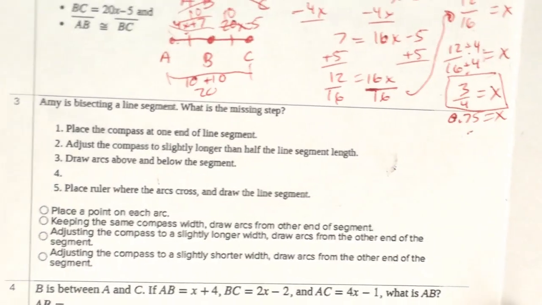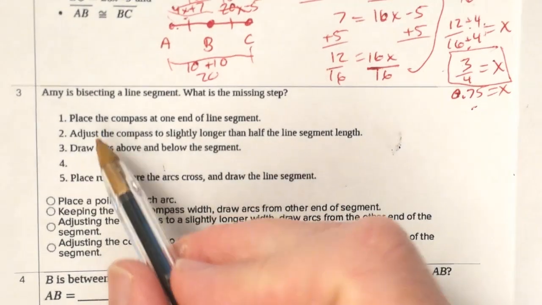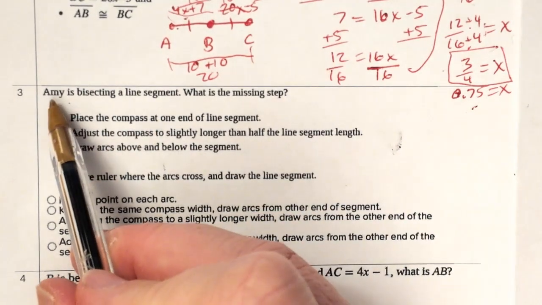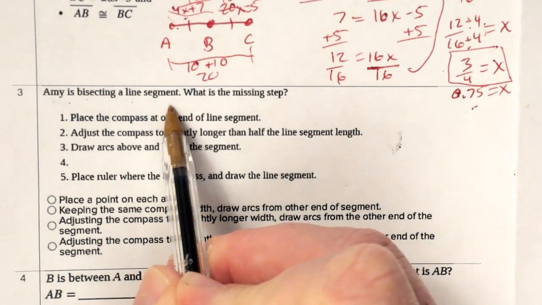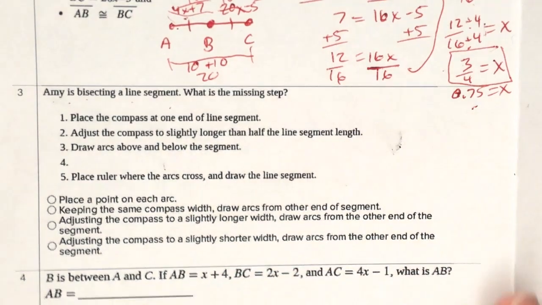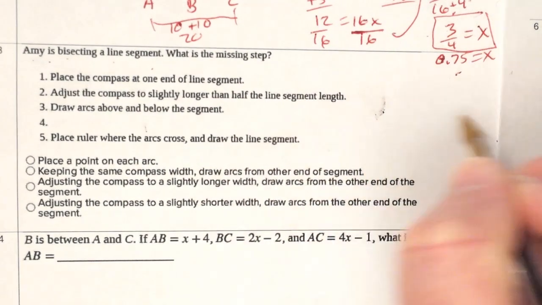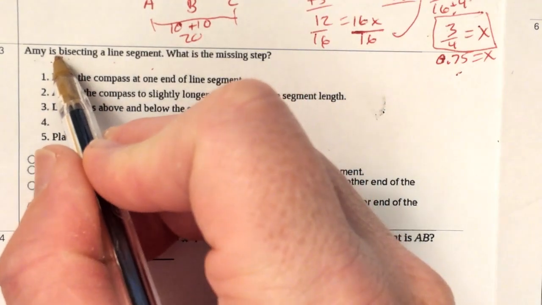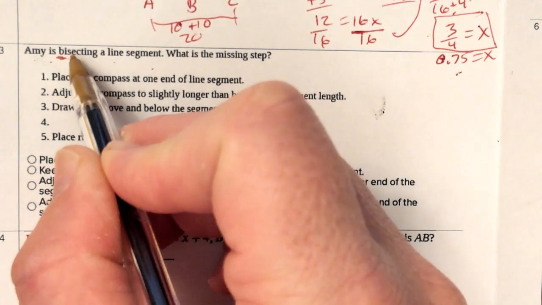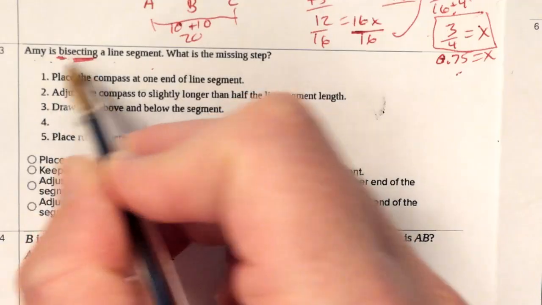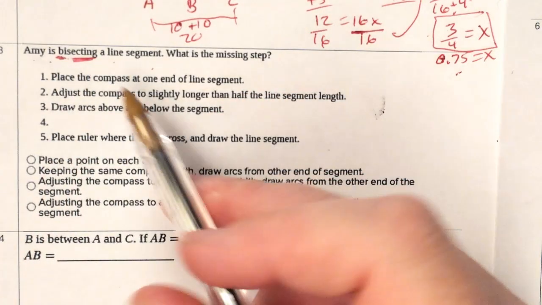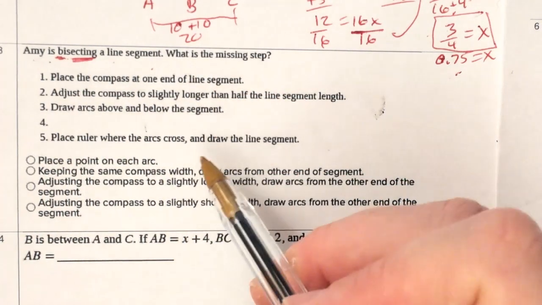Okay, number 3. Number 3, place the compass. So Amy is bisecting a line segment. So when you're bisecting a line segment, we are cutting it in half. We're cutting it into 2 equal sections of a line segment. What is the missing step?